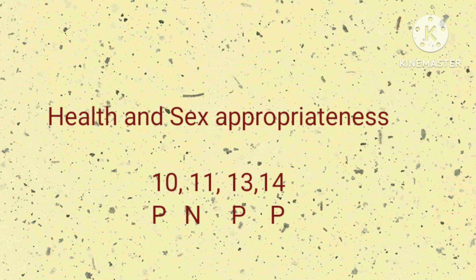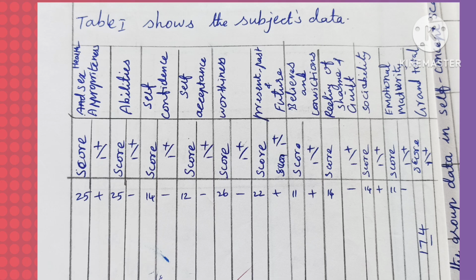There are constructs in the self-concept and one more point is there. In each dimension, the mark will differ for male and female. There it is given, for example, the first construct is health and sex appropriateness. For male 21, female 19. If the score is equal to or above the level, it is positive. If the score is below the level, it is negative.